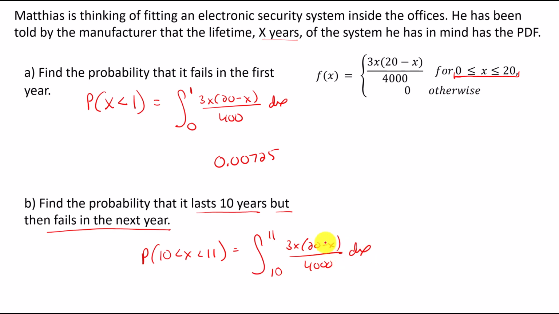And of course, you can simplify that and evaluate it, and you should do it. And the answer you should get is 0.0748. So a slightly higher probability that it lasts 10 years but doesn't make it, or it fails the next year, than it was that it fails in the first year. Okay, so this is a higher probability than this one.